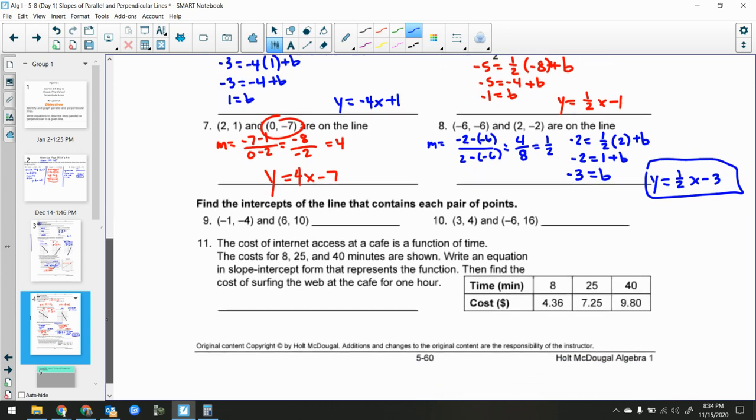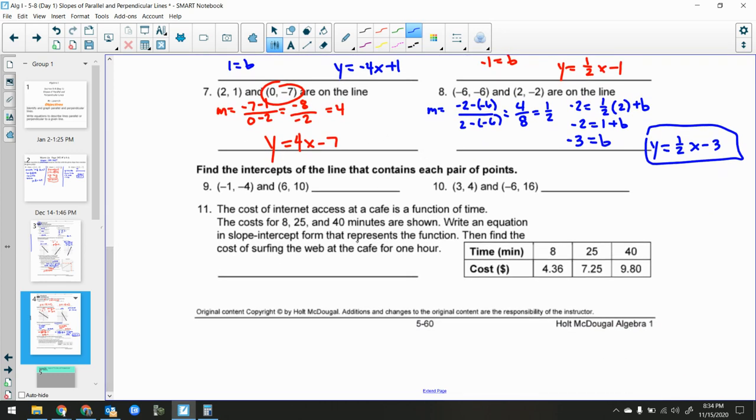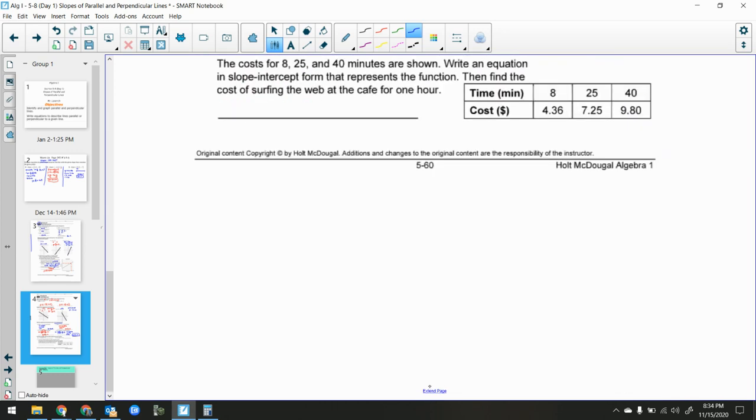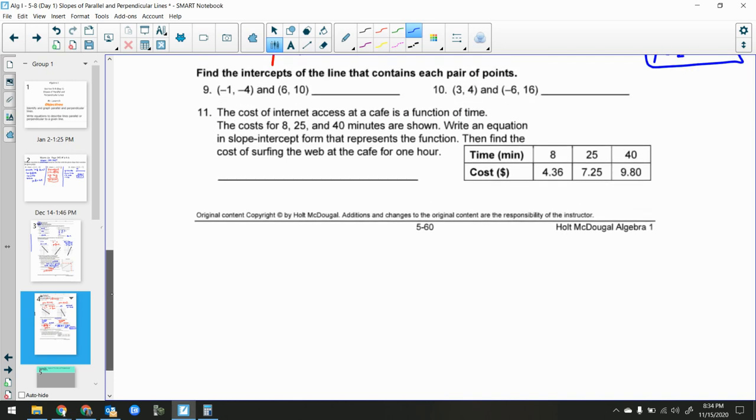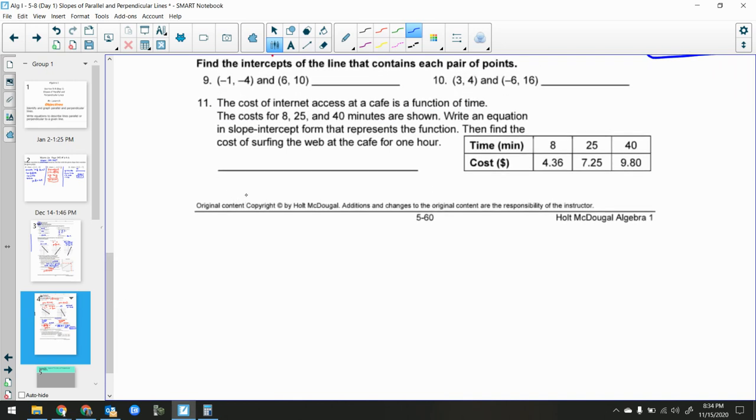All right, it says find the intercepts of the line that contains each pair of points. Now that's going to take a little bit more work, so I'm going to come down here and do number 9 and 10 down here. This one's a little weird. Basically what we have to do is find the intercepts of the line that contains each pair of points. I'm not going to worry too much about these. You don't have any quiz or test questions over them, so don't worry too much about them. But let me go through them nonetheless.